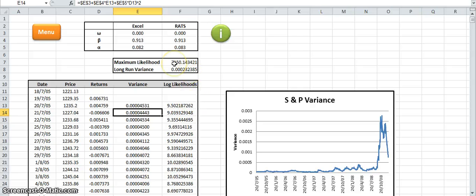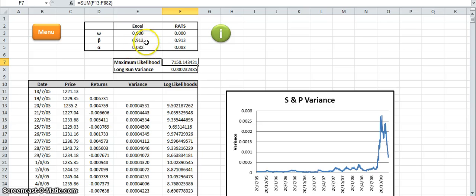Then what we do is we sum the log likelihoods, and with the sum of the log likelihoods we go into solver, and we set the likelihood equal to its maximum value by changing the omega, beta and alpha cells. So what we got out of it was these values for omega, beta and alpha.